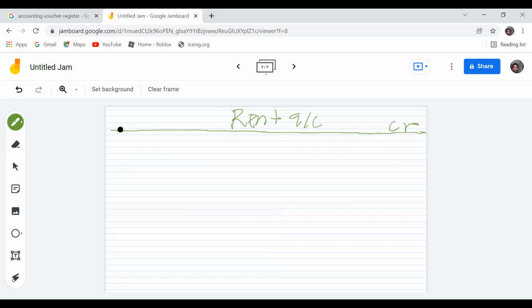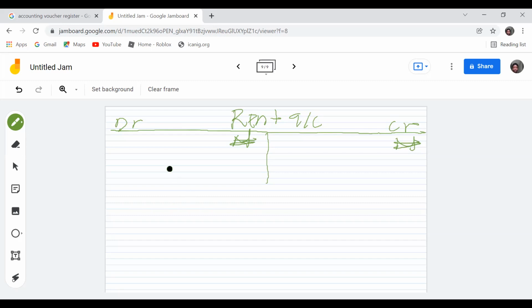Your credit side, your debit, your unit of measurement. Whatever the currency is, make sure you use it. So rent is an expenses word. Rent is an expenses account, right?